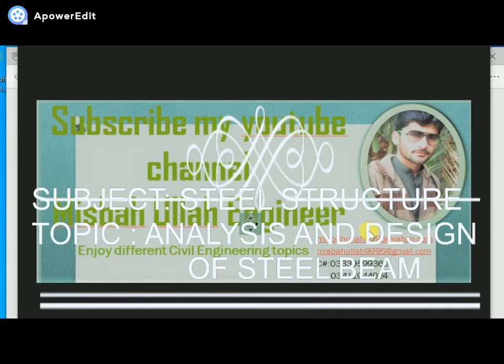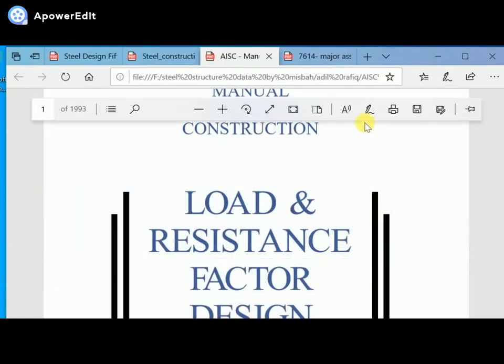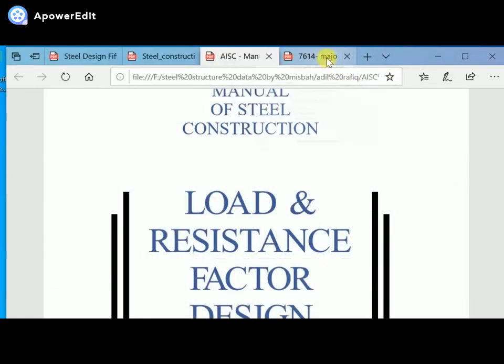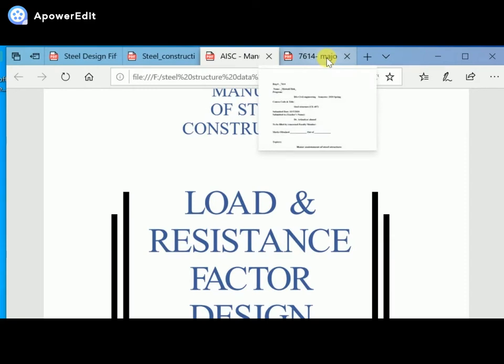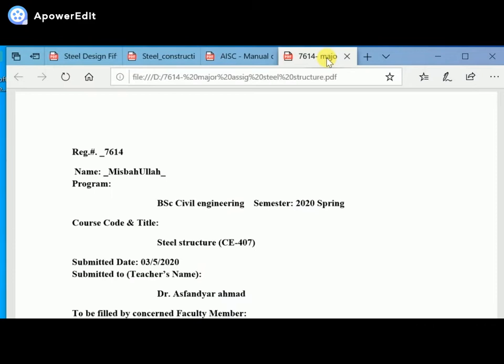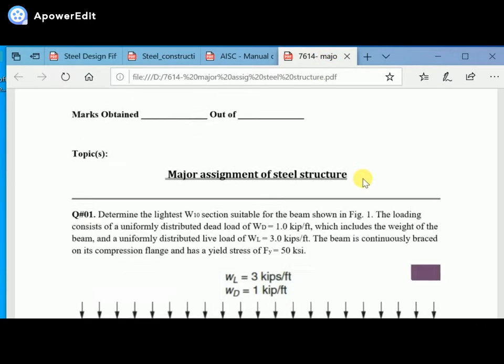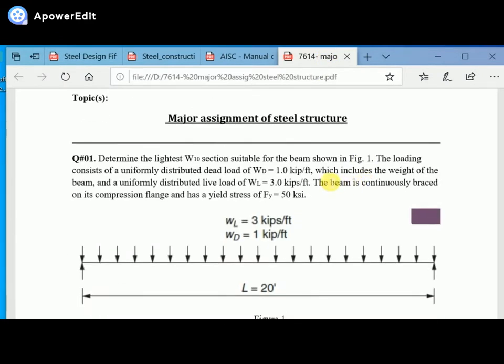Welcome back in a new exciting subject of civil engineering, that is steel structures. Students, basically, I'm doing a basic example, some kind of example of beam design and analysis. So let us come to the topic, that is our major assignment of steel structures, which was given to solve those examples, some of the beam design examples.